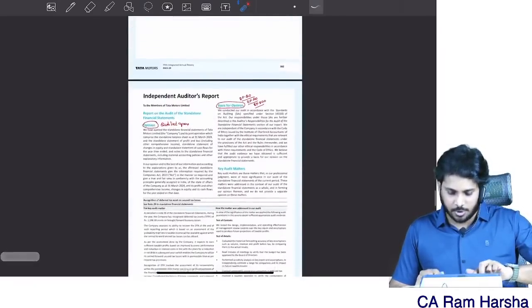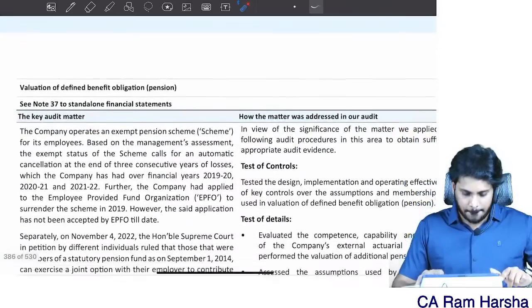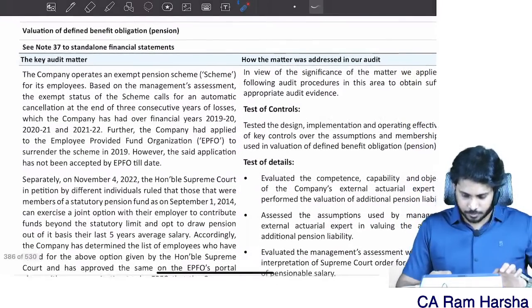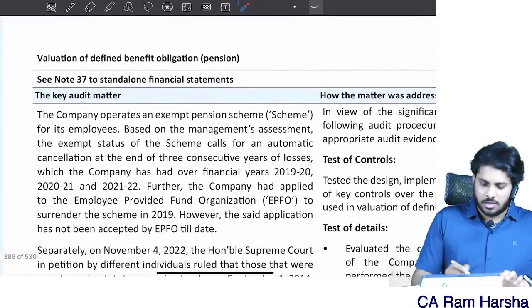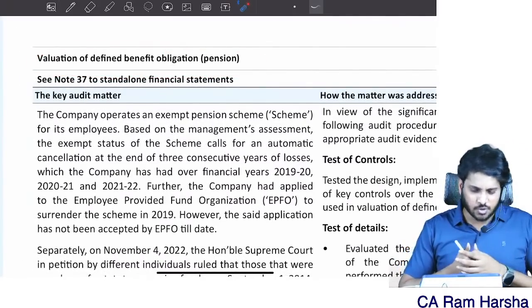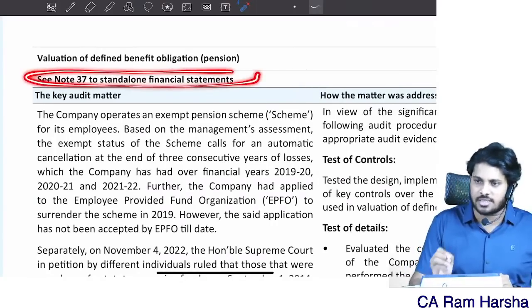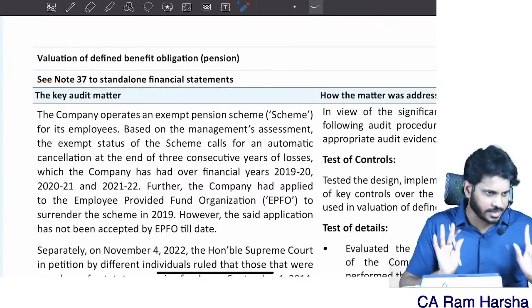You see here, Tata Motors have presented a key audit matter: the valuation of defined benefit obligation. One of the key audit matters they selected is the valuation of defined benefit obligation. If you want to know more about that, please refer to note number 37 to the financials. That is what they're giving.